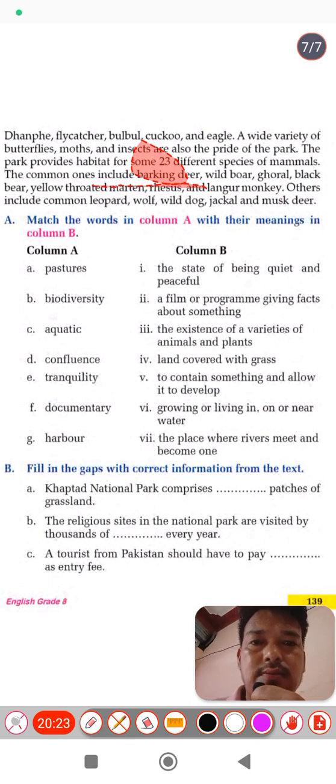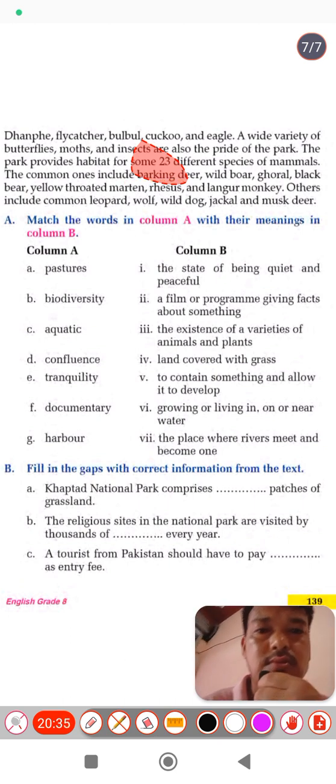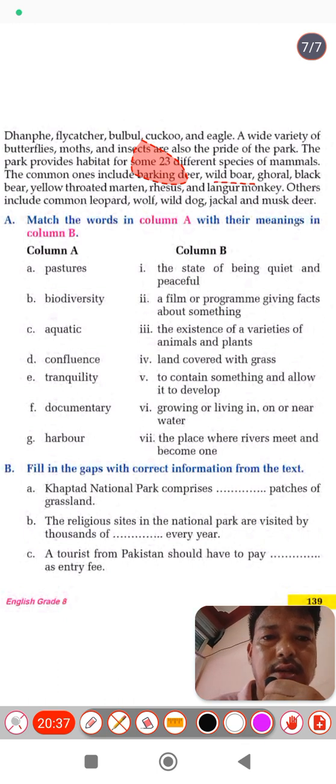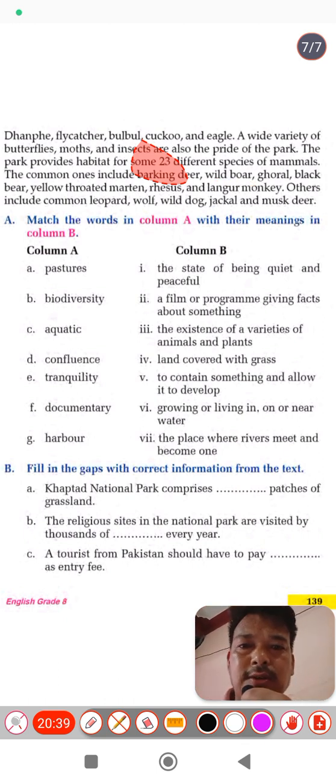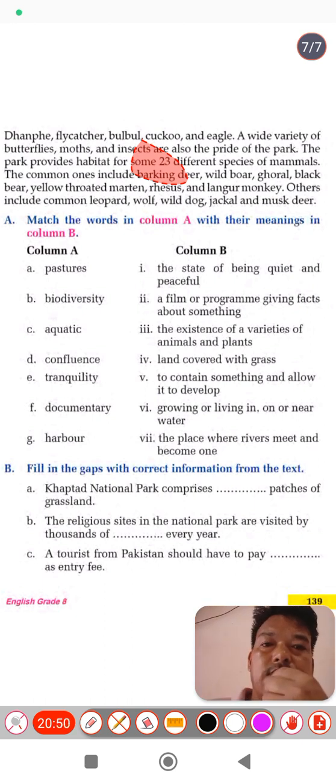I am hearing this word barking deer for the first time. I have heard deer, but barking deer, yes, barking deer is one. Wild boar, ghoral, yes, ghoral. I have heard this word also, ghoral, in the local language. And the black bear, yellow-throated marten, rhesus, and langur monkey. So there are 23 different species of mammals.